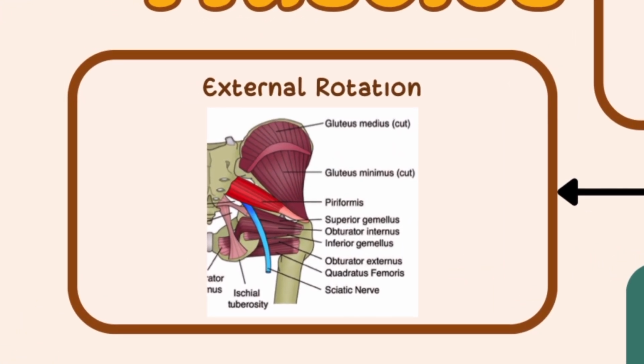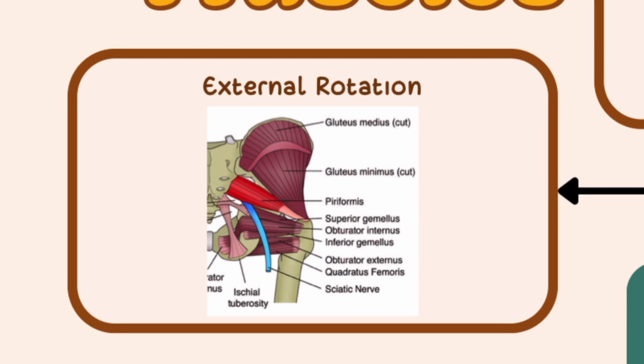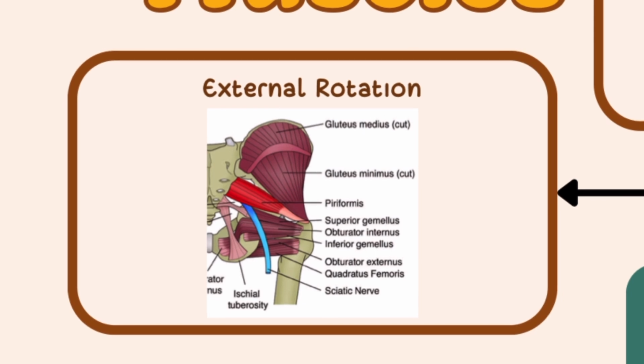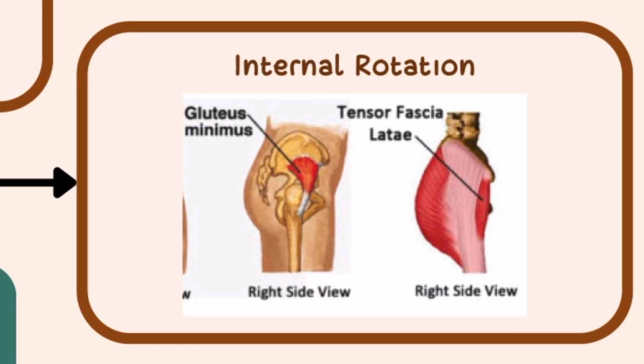For hip external rotation, you've got the "P-go-go-Q" from anatomy, so P for piriformis, and then you have the gemellus, superior and inferior. You have the obturators, internus and externus, and then the quadratus femoris. So those all help externally rotate the hip, and those are deep hip external rotators there. For internal rotation, that's going to be the glute min and the TFL.